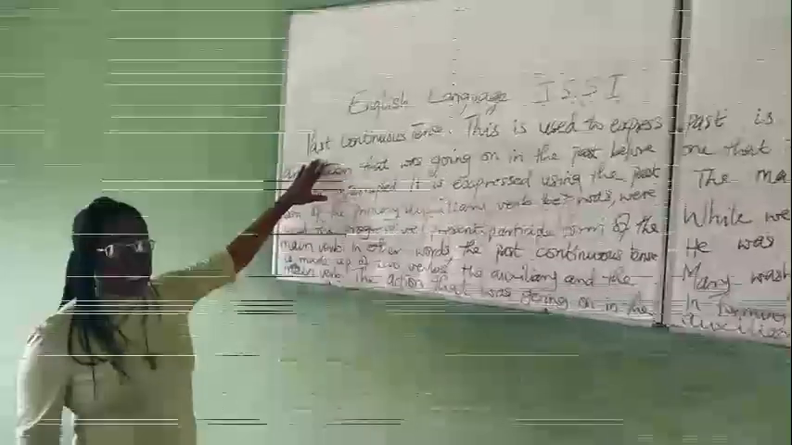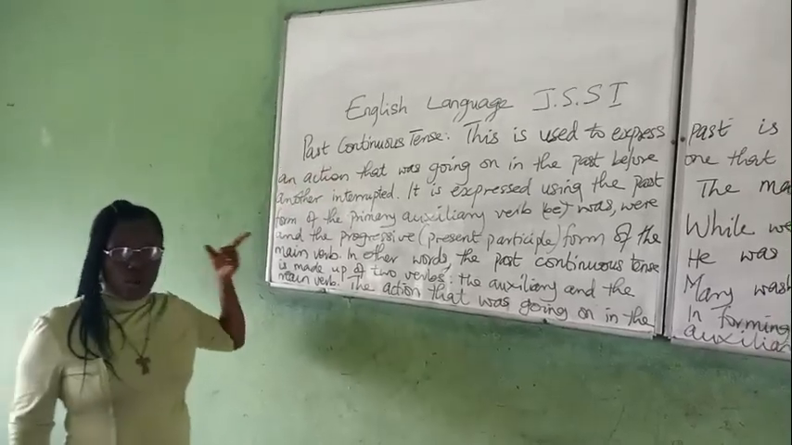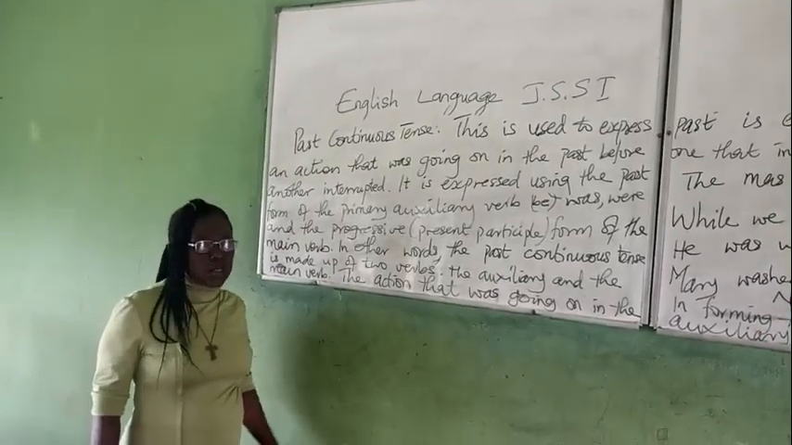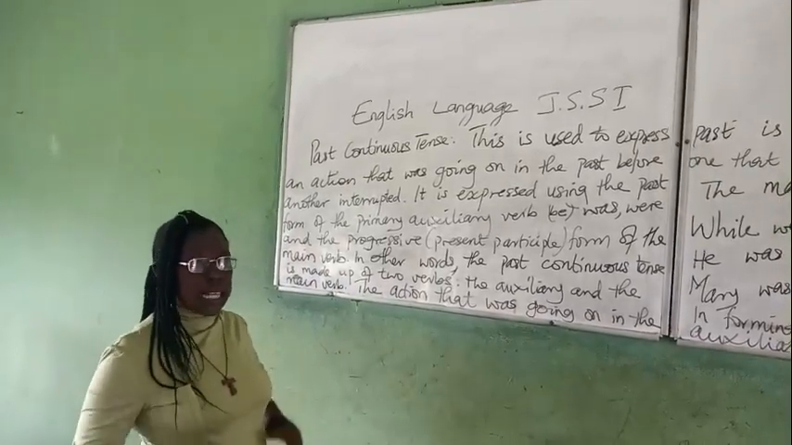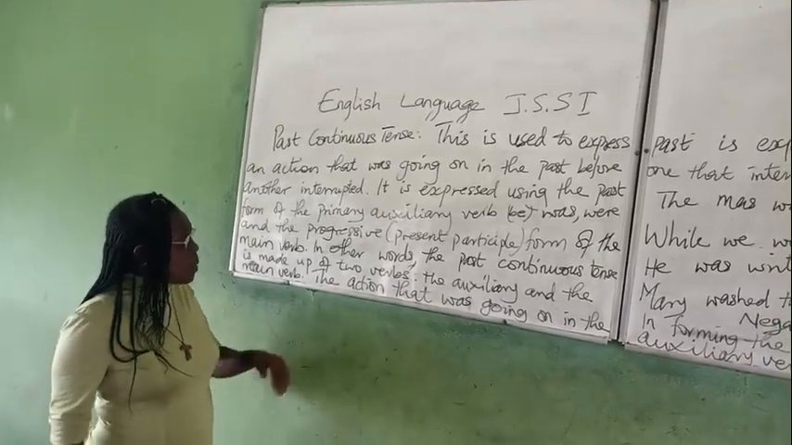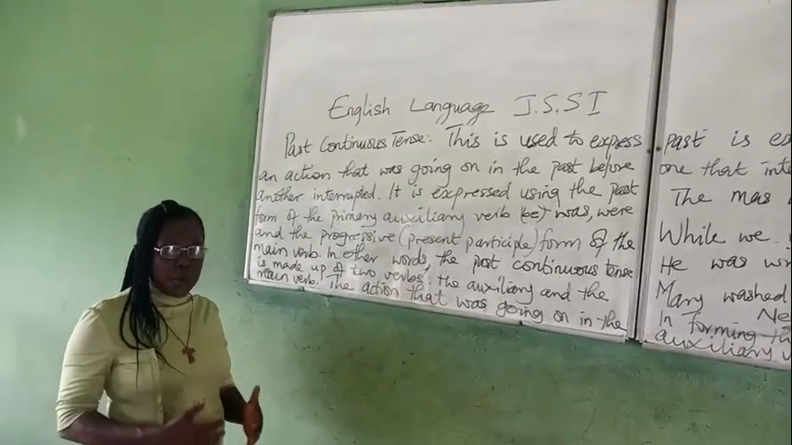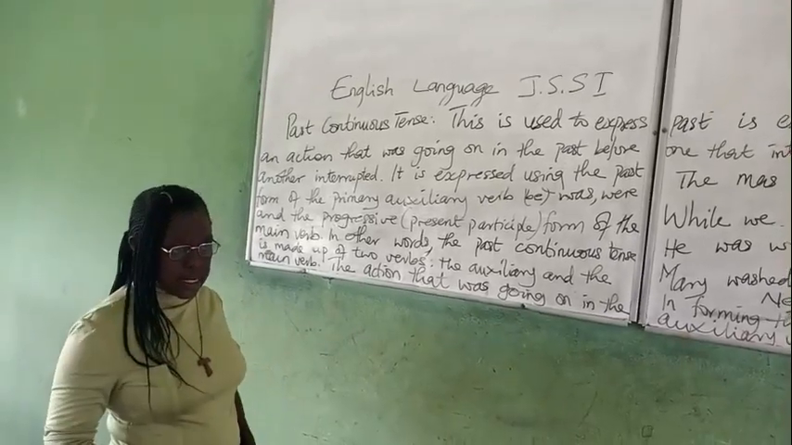The next one we are looking at now is past continuous tense. Back again to what we did with the present tense. We know that the present continuous tense talks about an action that is going on at the moment. The past continuous is kind of the opposite: an action going on sometime in the past.